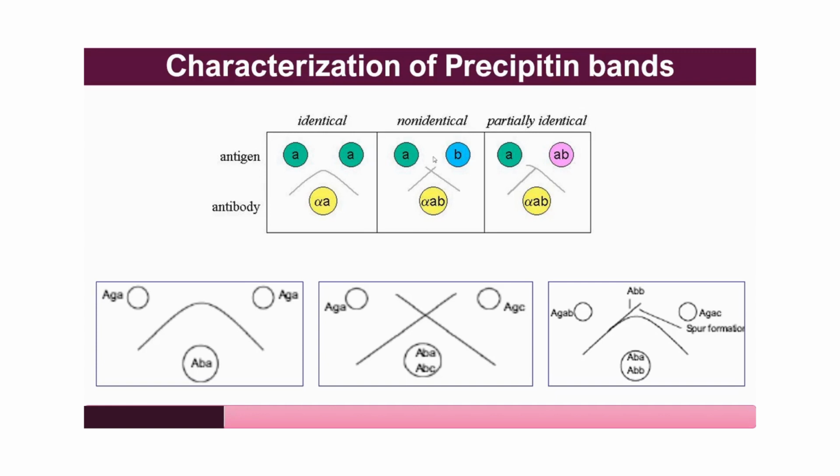Now coming to the second slide, that is line of non-identity. They are non-identical antigens as represented here. In one well, antigen A is present. In another well, antigen B is present.